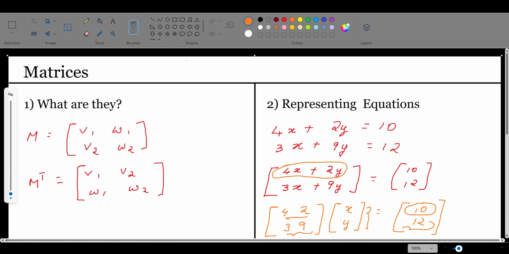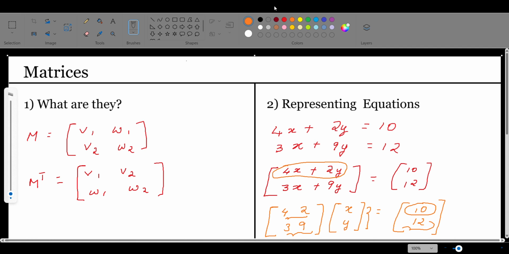And over here you just see a 2 cross 2 matrix: 4, 2, 3, 9. But what if you had many more equations? It's very tough to solve. Let's say if you had 50 equations, 50 variables, very tough to solve it manually. Therefore, linear algebra can really help out in those cases. So that's what I wanted to tell you about matrices.